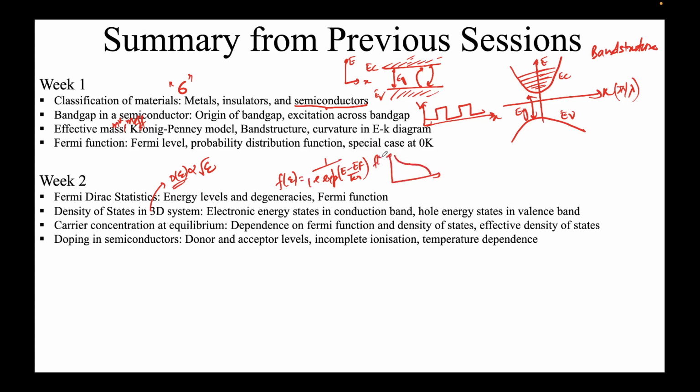So this is F(E) versus E, and this was the midpoint. The probability of finding the electron at energies greater than EF is less than half, which you can see, this is F(E) equal to half. So we had seen that.